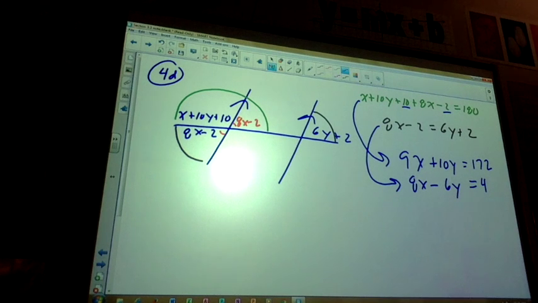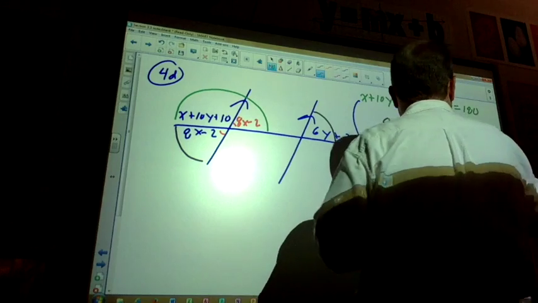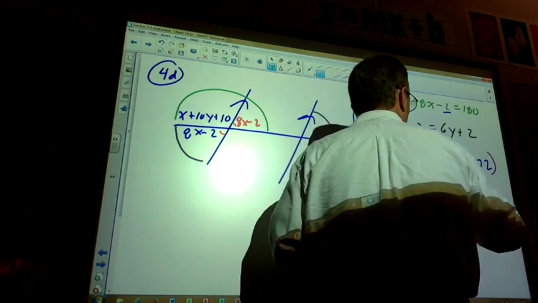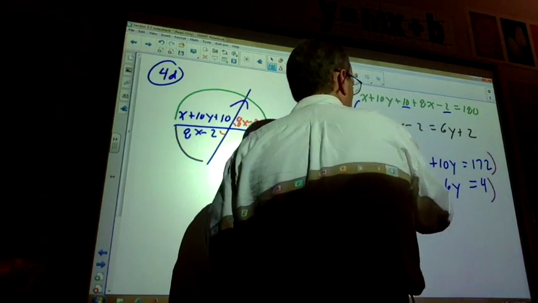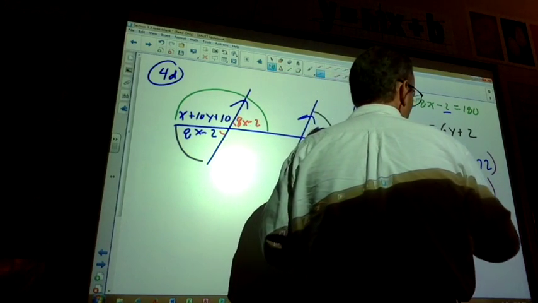I think the y's would be the better to get rid of. So I could say that the smallest number that 10 and 6 have in common would be 30. Is that right if I said that? Yeah. Okay, and if you have a calculator, I need your help, please. So if I'm going to make this 30, I'm going to multiply this by 3 and this by 5. So this comes out to 27x plus 30y.